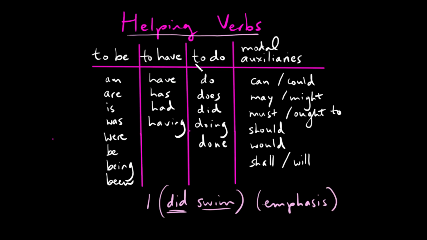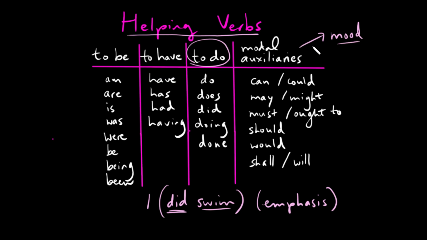And in fact, to do often gives this kind of emphasis. So we have three main kinds of helping verbs. We have to be, to have, and to do. And then we also have this other category called modal auxiliaries. And these are helping verbs that create the mood of the verb phrase.